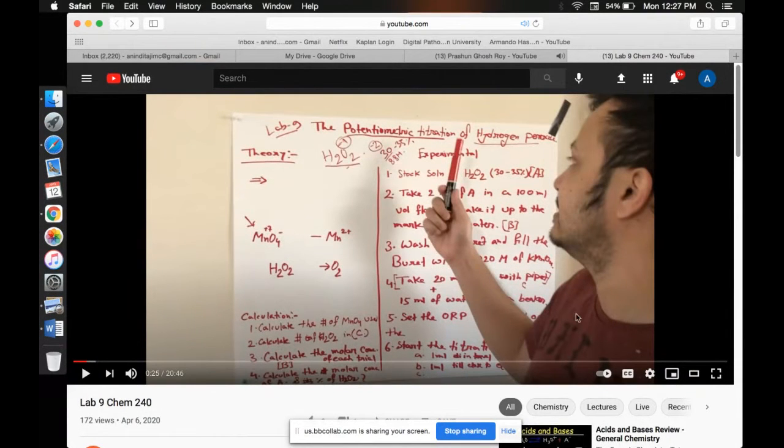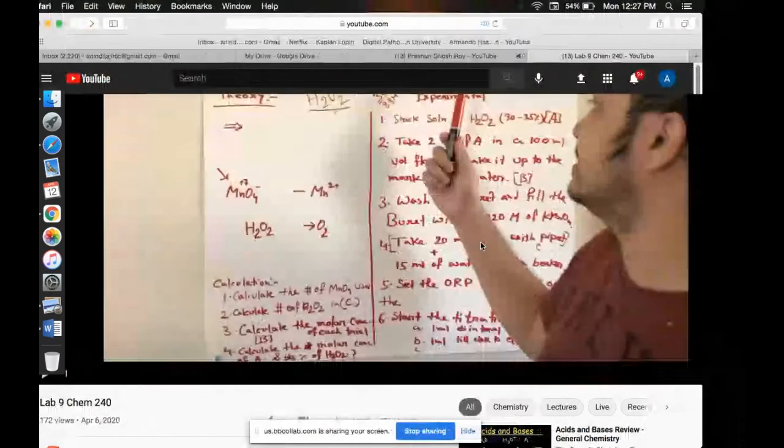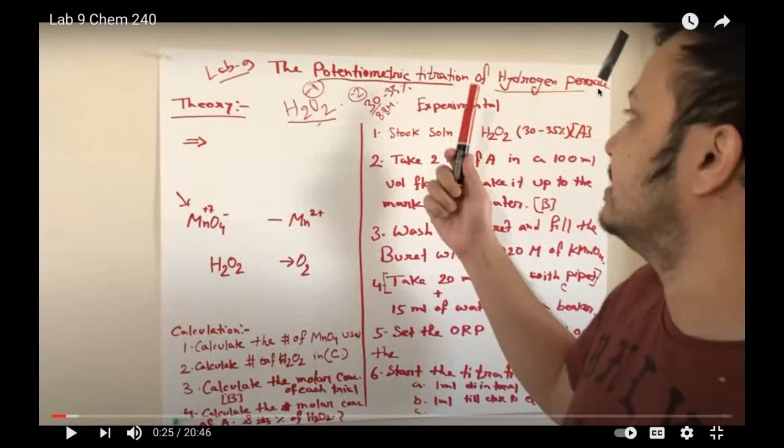So today's lab is potentiometric titration of hydrogen peroxide. So what about the hydrogen peroxide? In our lab, we actually purchase the hydrogen peroxide. But all of this hydrogen peroxide comes with 30 to 35% of the hydrogen peroxide. But sometimes you need some exact amount of the hydrogen peroxide. You understand? 30% or 20%.